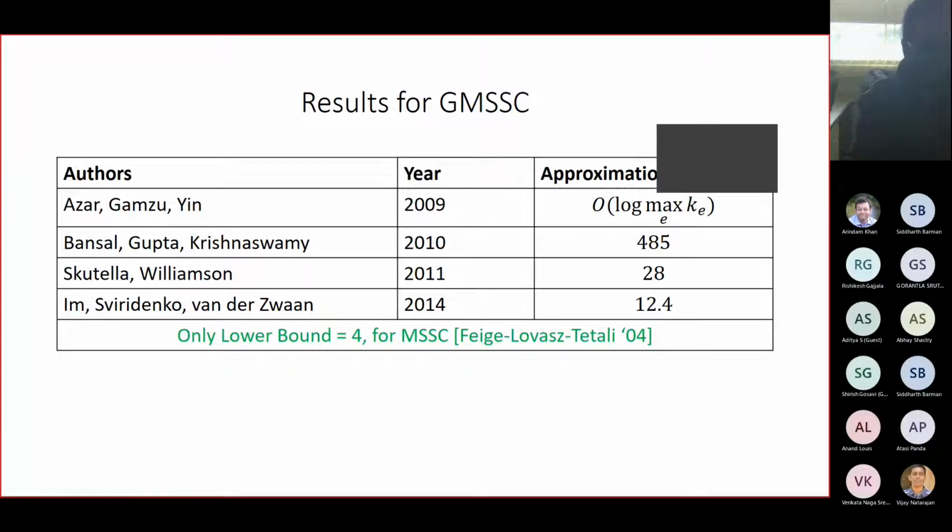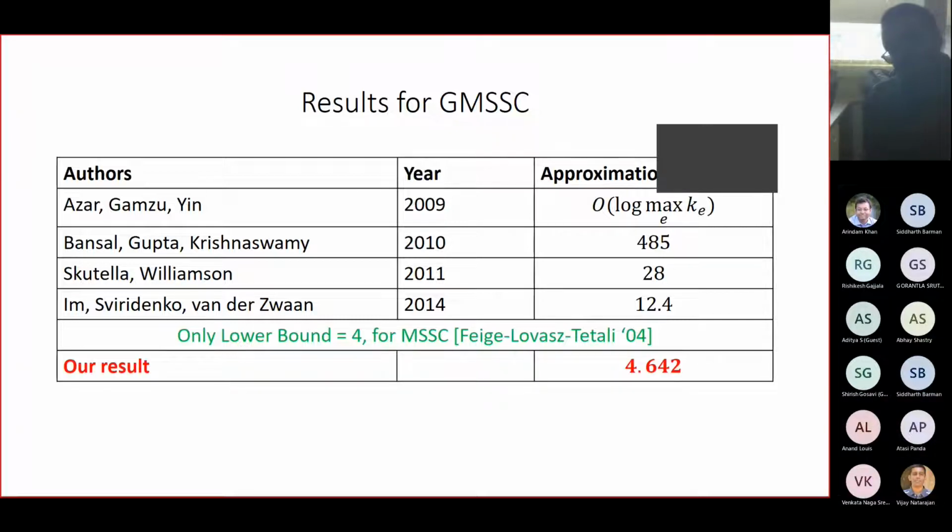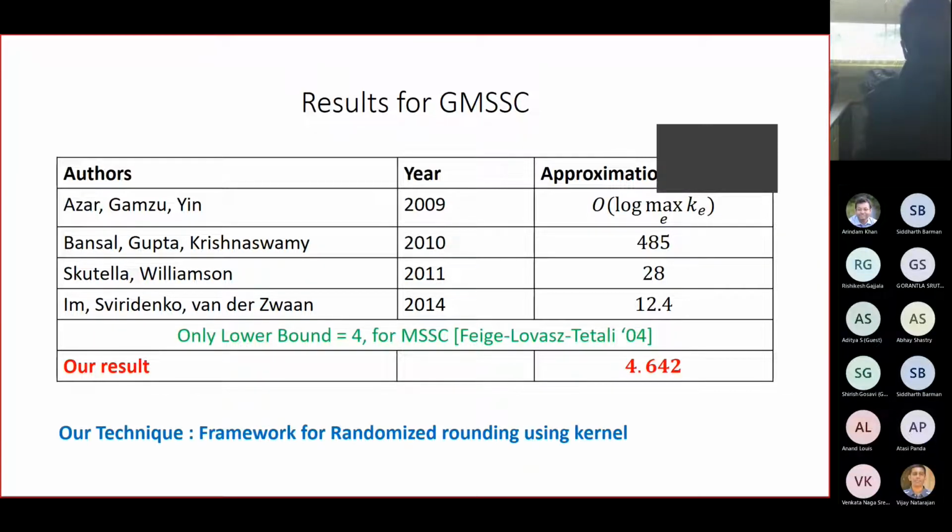So this is where we improve. We show a 4.642 approximation, so we come very close to this lower bound. And here's our technique. We give a new framework for randomized rounding. All the previous works were also randomized rounding, but we show how to make them systematic and view them in one light. We call our method kernel randomized rounding, and I'll talk about this kernel later.